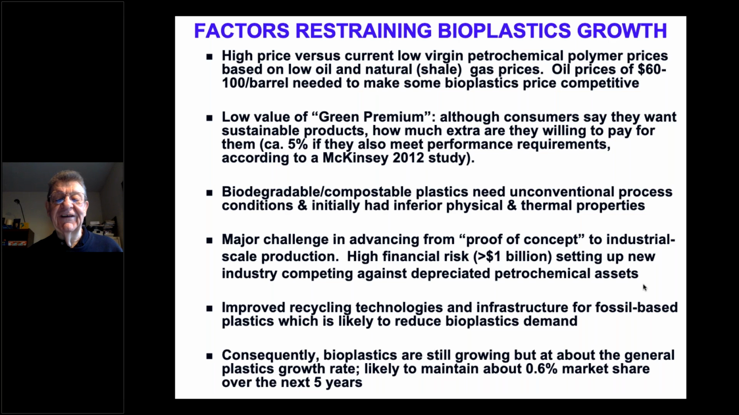Paradoxically, improved recycling technologies and setting up more recycling infrastructure for fossil-based plastics is likely to reduce the demand for new virgin fossil-based plastics, and because of that, is also likely to reduce bioplastics demand. So consequently, bioplastics are still growing, but only at about the general plastics growth rate. And they're going to maintain a market share of somewhat less than 1% over the next 5 years.